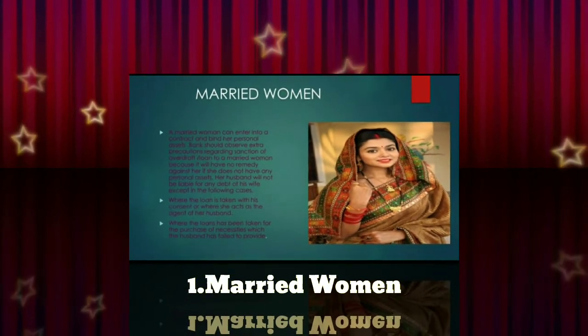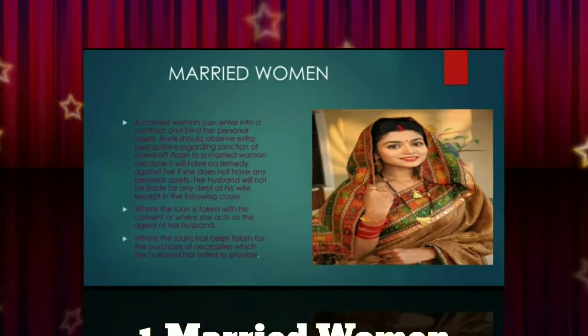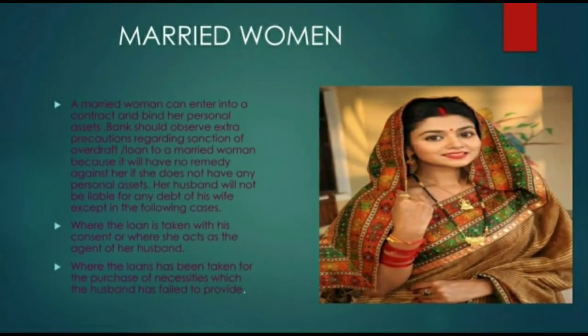So the first type is a married woman. A married woman can enter into a contract and bind her personal assets. Banks should observe extra precautions regarding sanction of overdraft or loan to a married woman because they will have no remedy against her if she does not have any personal assets. Her husband will not be liable for any debt of his wife except in the following cases. First, where the loan is taken with his consent or where she acts as the agent of her husband. Second, where the loan has been taken for the purchase of necessities which the husband has failed to provide.